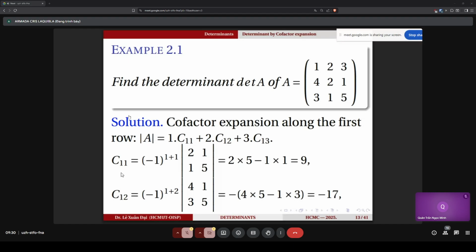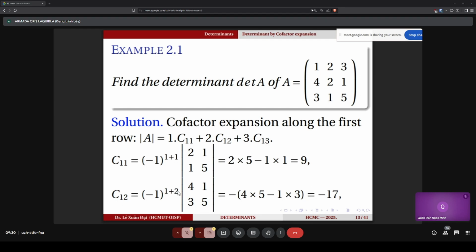So here, using the cofactors, we have C11. So we have negative 1 to the power of 1 plus 1. Then remove the first column and first row. You have the remaining numbers 2, 1, 1, 5, which is this. Then get the determinant of this one. So the result is positive because this is 1 plus 1 here, so negative 1 squared is positive 1. Multiply 2 times 5 and then minus 1 times 1, and we got 10 minus 1 is equal to 9.